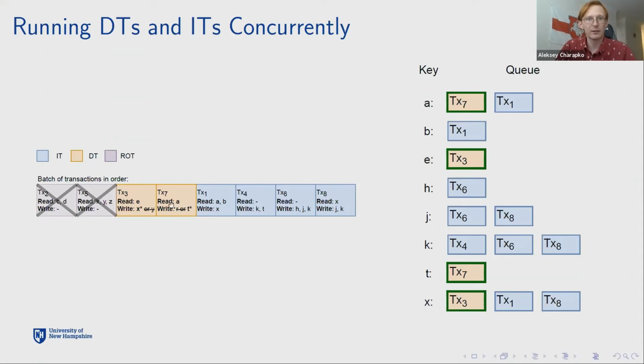The same happens with transaction 7. It does A and T. It's at the head of the queue, so we can run transaction 7. So in this example, I kind of set it up so that these transactions don't conflict and they can just proceed as normal and get executed.